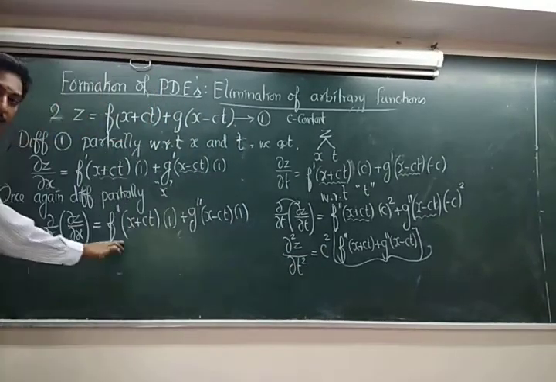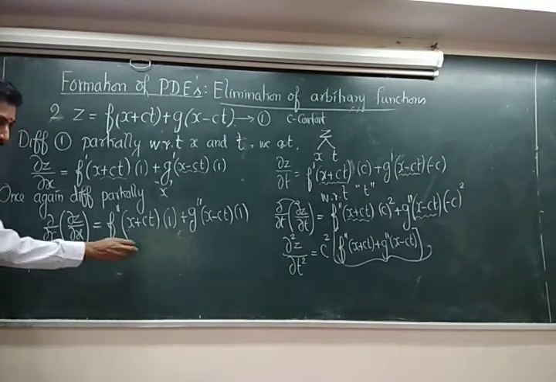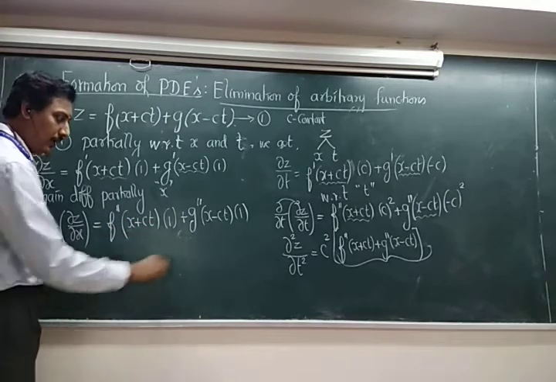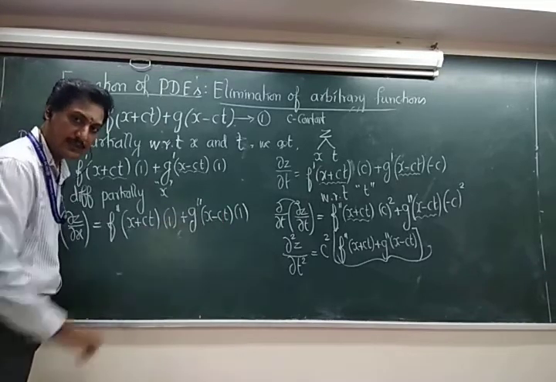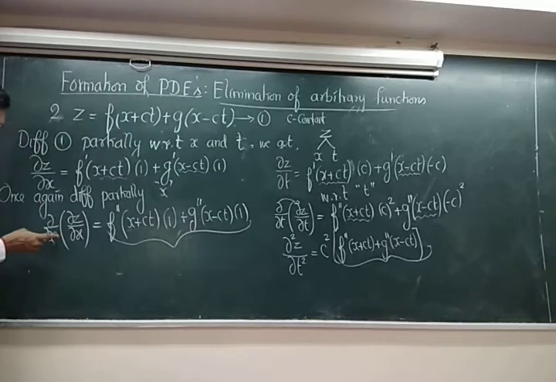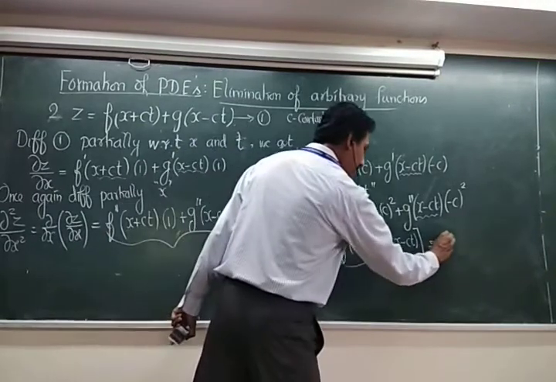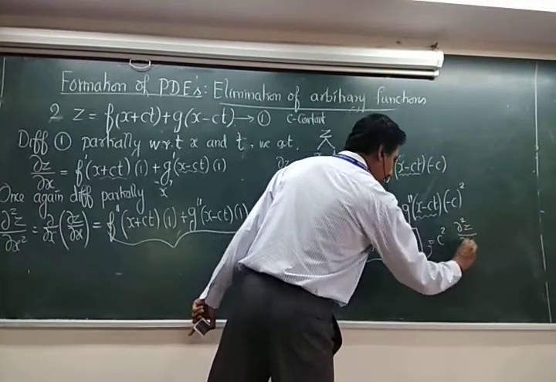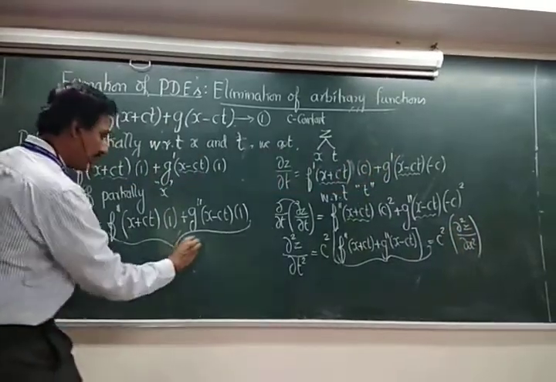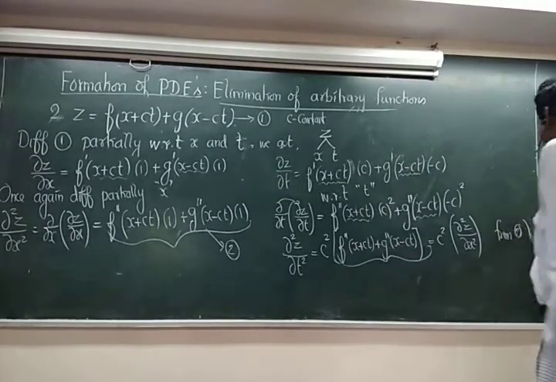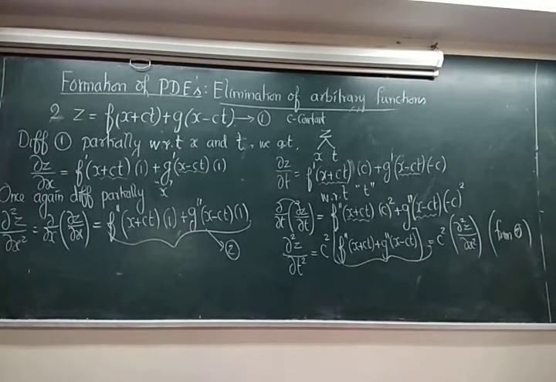I would like to use the other side. So on this side, what about f''(x+ct) into 1? It is f''(x+ct) only. And g''(x−ct) into 1 is g''(x−ct). So what about this value? This is nothing but ∂/∂x of ∂z/∂x, otherwise ∂²z/∂x². So can I use this instead of this? I am getting that it is equal to c² into ∂²z/∂x². For your reference, I can name this equation number 2. So from equation number 2, I am getting c² into ∂²z/∂x².